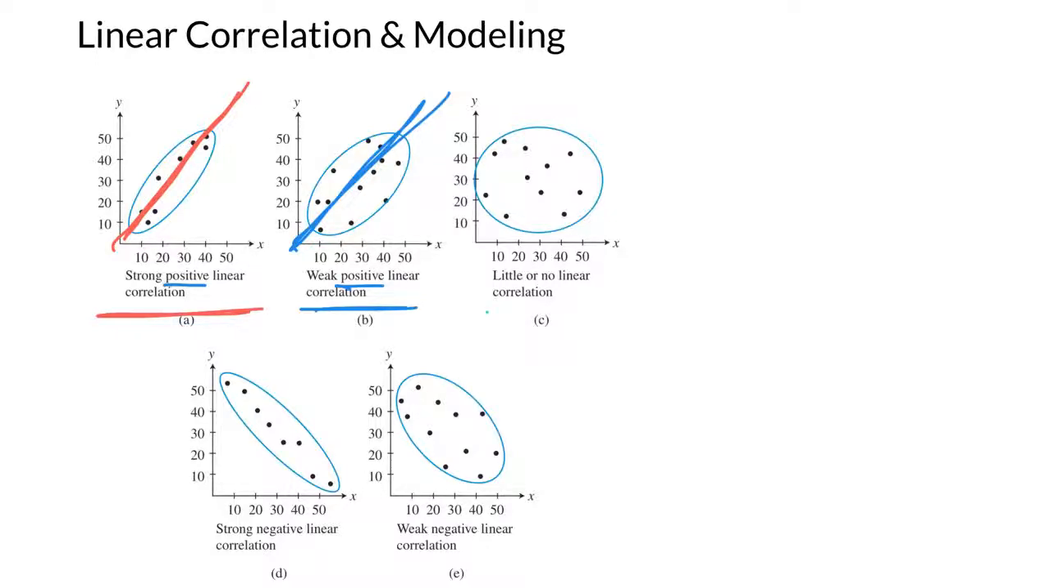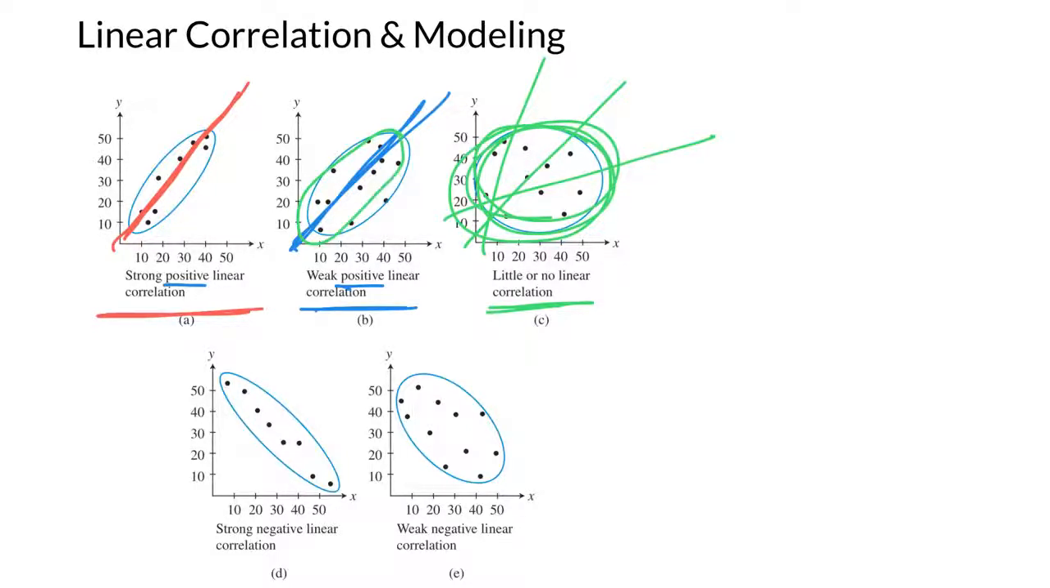Looking at this third graph, it says little or no linear correlation. If I tried to draw a line anywhere through this data, it wouldn't make sense because it's so spread out. So there's little or no linear correlation. You can see this one is closer to a circle, this one's a pretty stretched out oval, and this one's even skinnier and more stretched out.